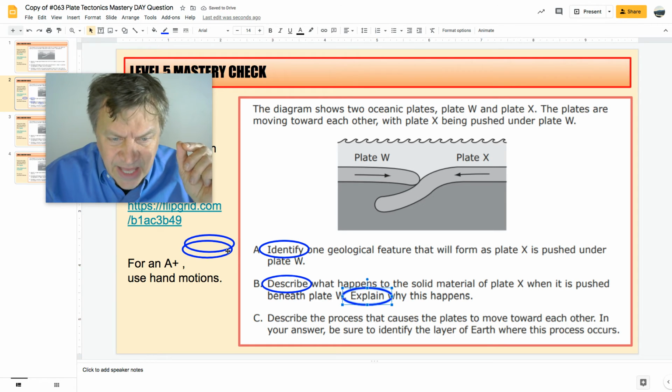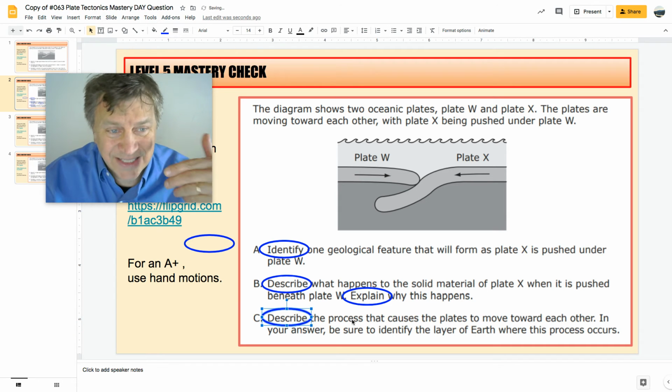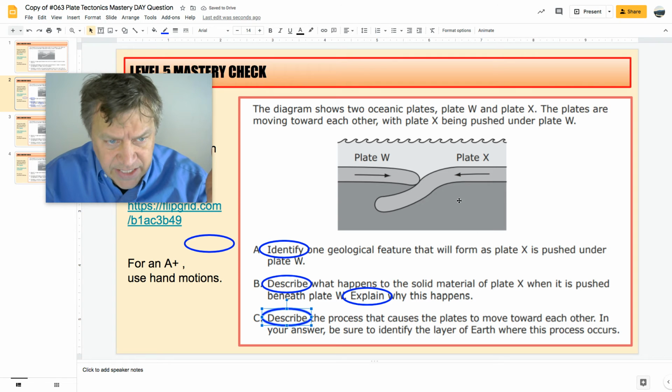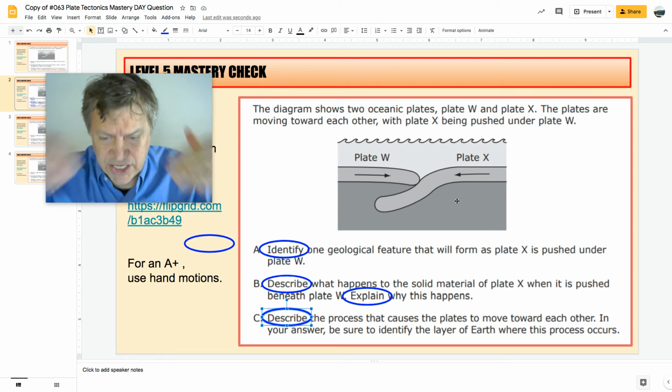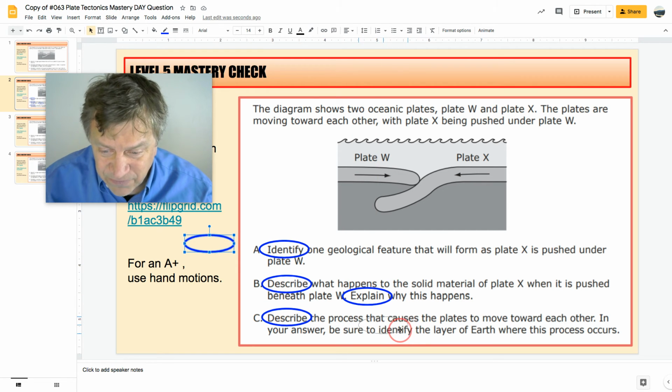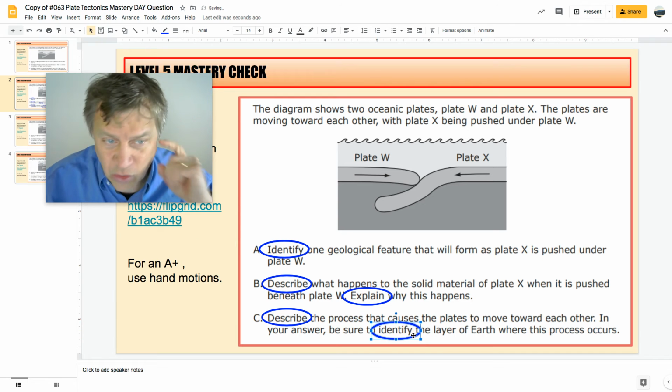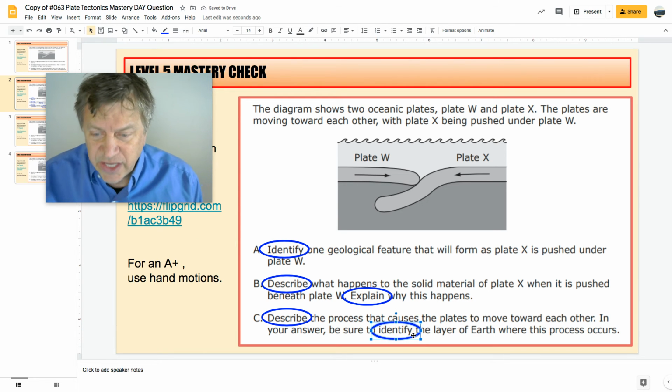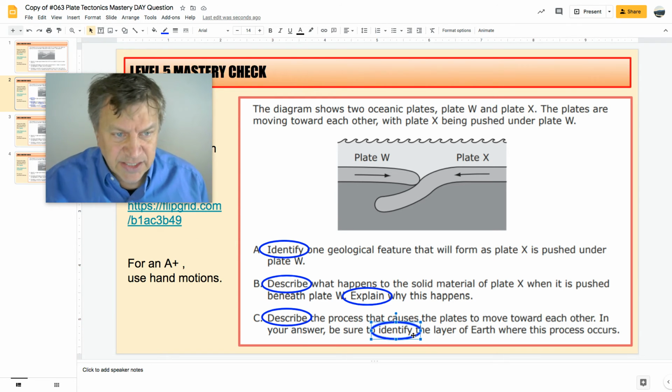And then the last thing here is describing the process that basically moves the plates. So we've talked a lot about that. What's moving the plates? What's causing them to crash together and move around on the surface? And then the last thing is another identify question, which is one word or something really short. Identify the layer of the earth where this process happens.